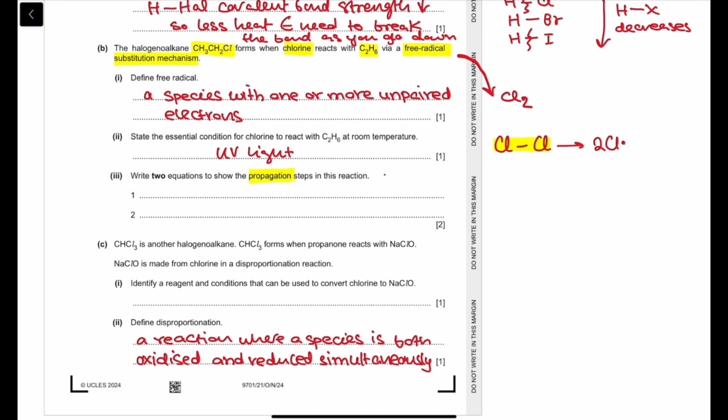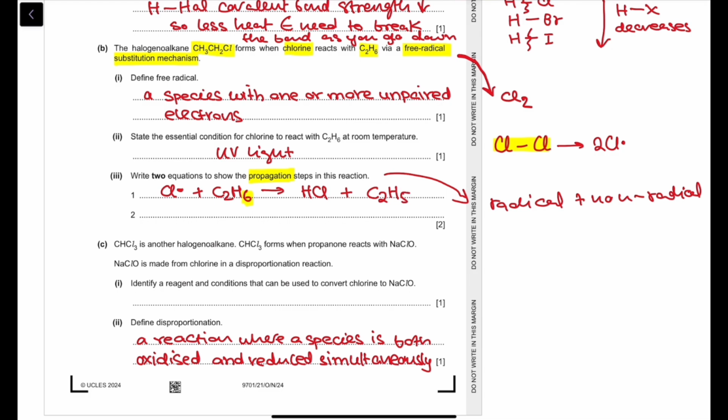Propagation steps basically involve a radical combining with a non-radical. Firstly, the chlorine free radical is going to react with the C2H6. HCl will be produced. 1 H from the C2H6 is removed to produce this HCl. So we end up with C2H5, and now we have formed a C2H5 radical. This C2H5 radical reacts with a chlorine molecule to form C2H5Cl and a free chlorine radical. I forgot to mention this as well, but in a propagation step, we also produce a radical and a non-radical.